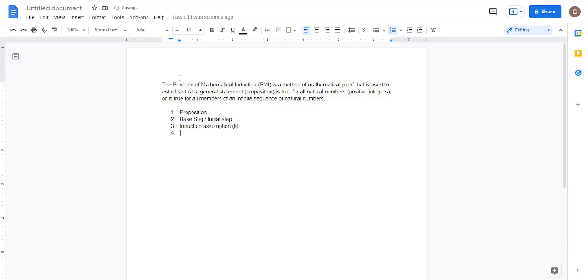So the next part is where you prove for K plus 1. After we have the generic element K, we must prove for the element directly after it, which should be K plus 1. If you think about it, let's say we have element 2. The element directly after is 3. And if we use it like this, this step is called the induction hypothesis. So this is what we will actually have to prove. That's where we will prove for K plus 1.